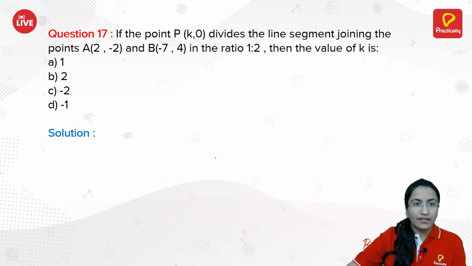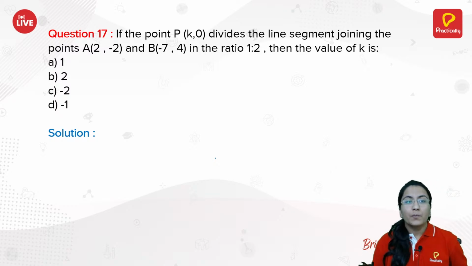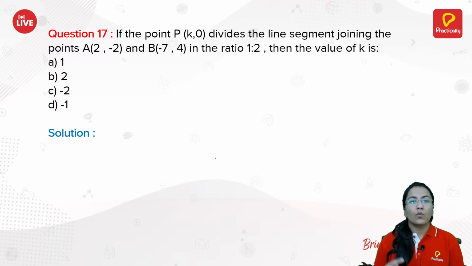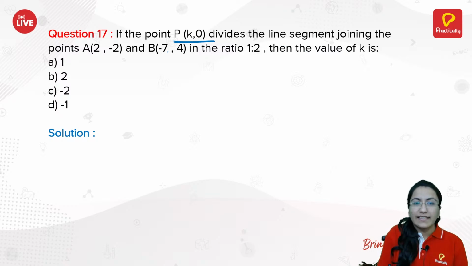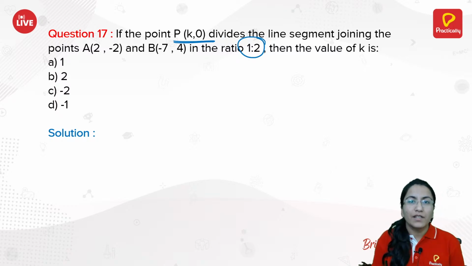Next question is this one. If the point P, which is k comma 0, divides the line segment joining the points A as 2 comma minus 2 and B as minus 7 comma 4 in the ratio 1:2, then the value of k is. We have a point P which divides the line segment joining these two points in the ratio 1:2. Then find the value of k.